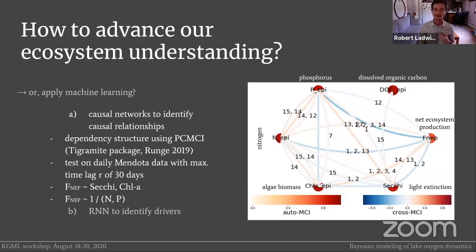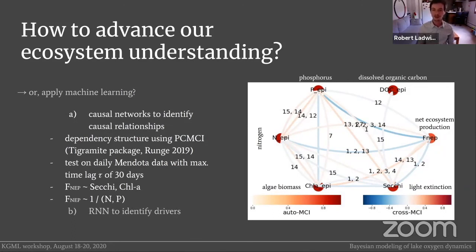And we just did this for Lake Mendota as a first attempt. And we could learn a lot about the temporal relationships. For example, there's a strong correlation between the ecosystem production and the algae biomass, as well as the light extinction, which was expected.